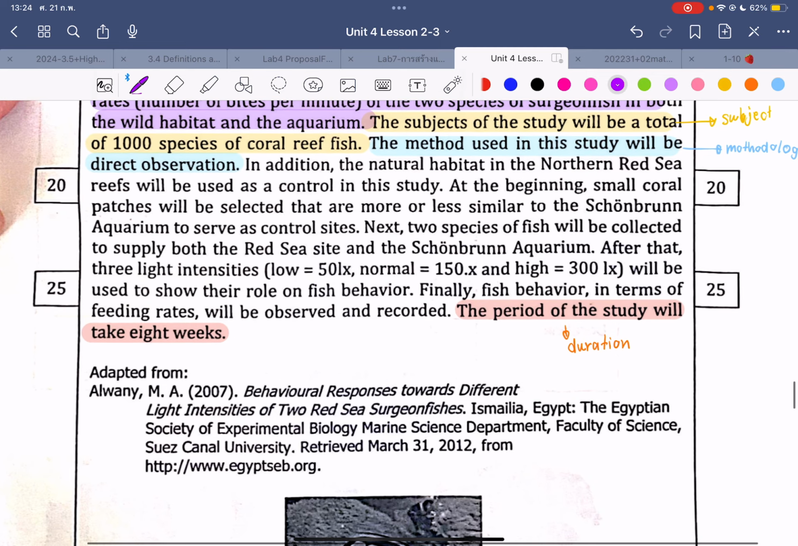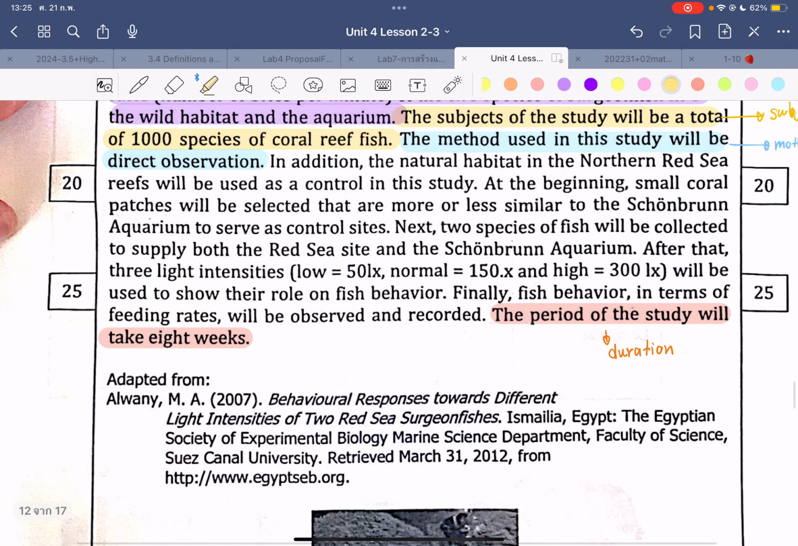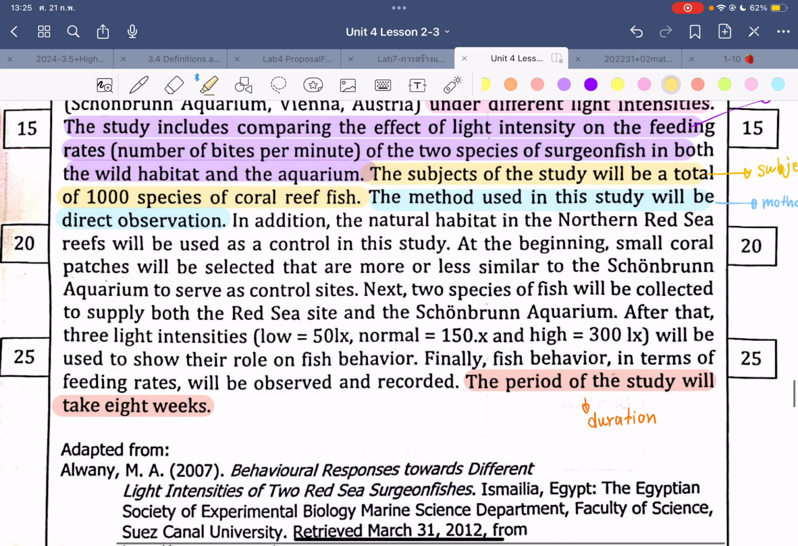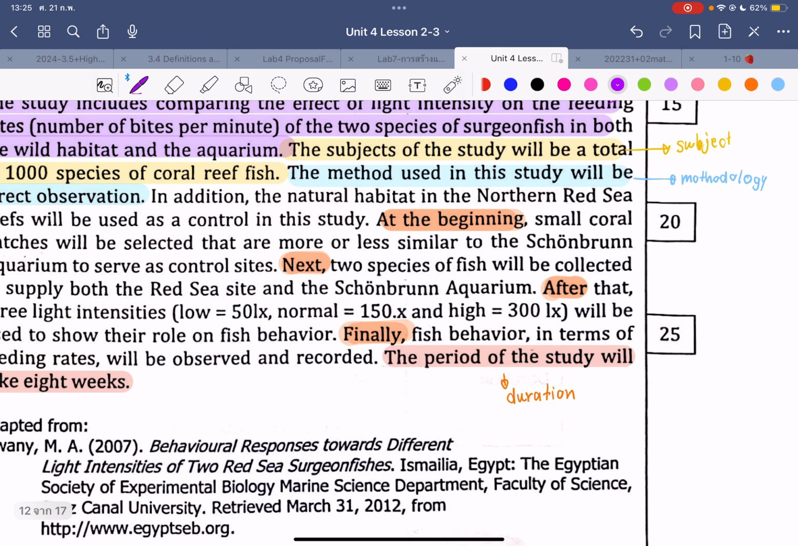So in total there are 4 steps. First they will select the coral patches, then they will choose 2 species of fish, then different light intensity, and lastly they will check the behavior of the fish in different lights. Okay, the duration is 8 weeks. Moving on to the next one. So these are the things that we needed to mark, right?